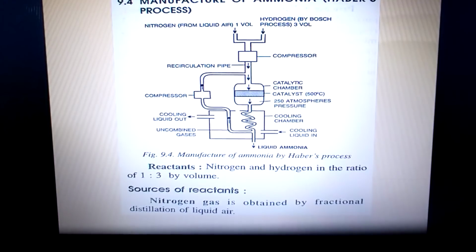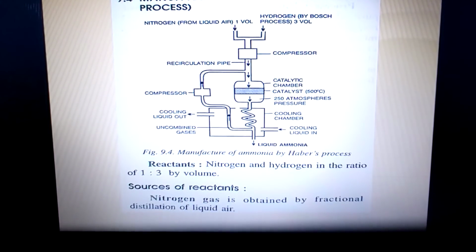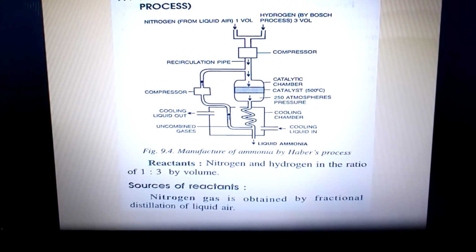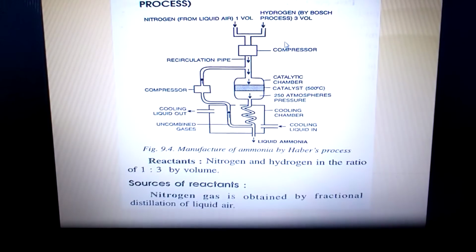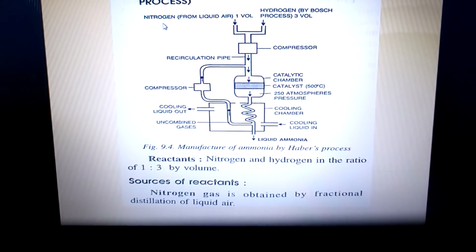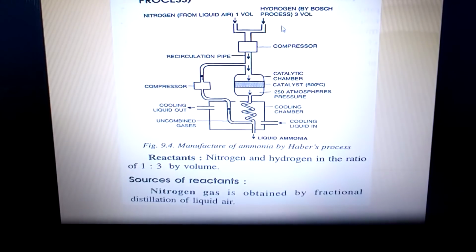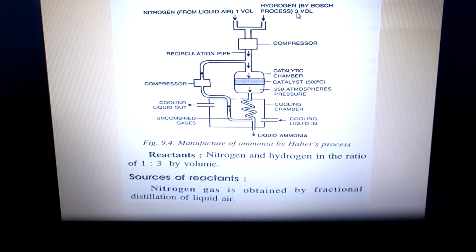Now, next is our manufacture of ammonia. Manufacture of ammonia is done through Haber's process. As you can see in the diagram, there are two inlets. One is the inlet for nitrogen and the other is the inlet for hydrogen. They are taken in the ratio of 1:3 volumes.